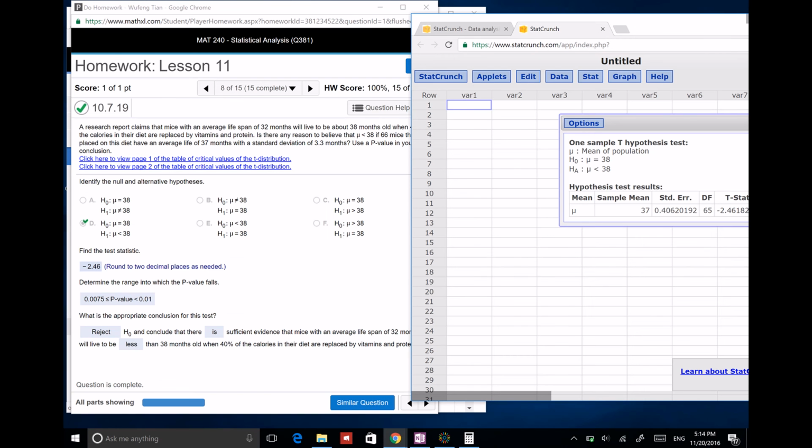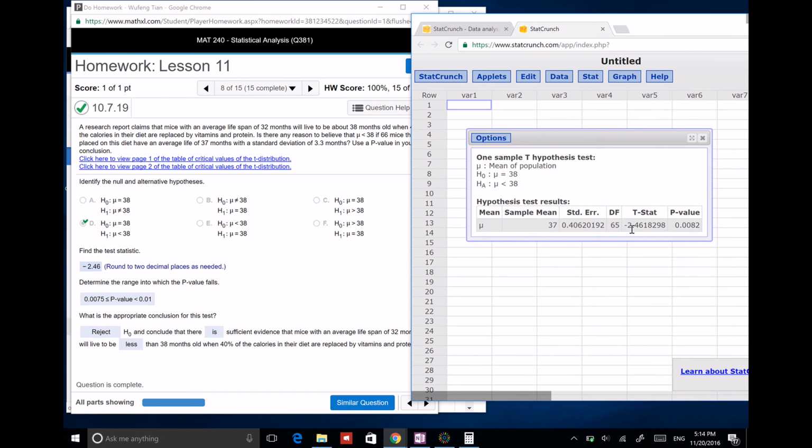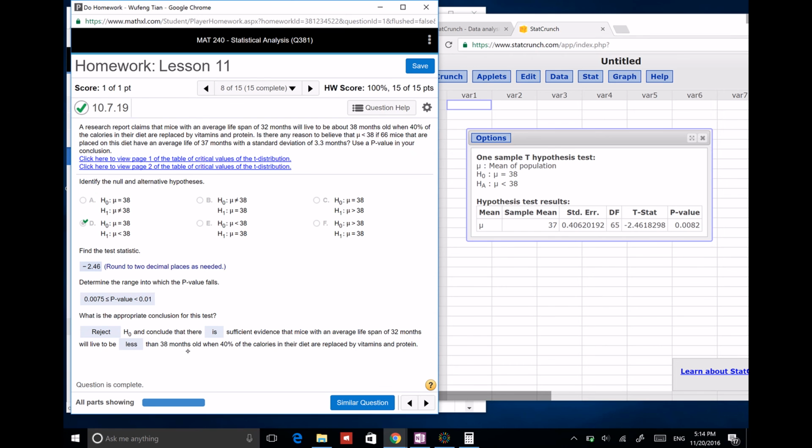Okay, compute. You get your t distribution. The t value is negative 2.46, and the p-value is 0.0082, compared with the significance level 0.01. Compare these two. Reject it because it's small. If p is small, p is low, the null hypothesis must go, which means reject the null hypothesis. P is small, P is low, we reject it. P is high, null hypothesis flies. So reject the null hypothesis because we have sufficient evidence to support that the life is less than 38.